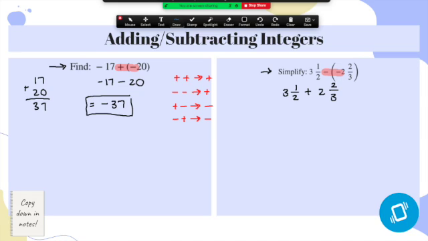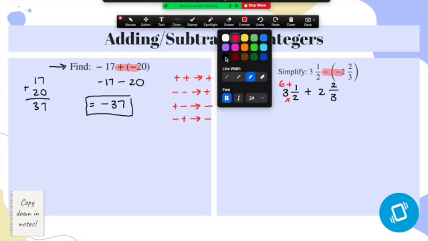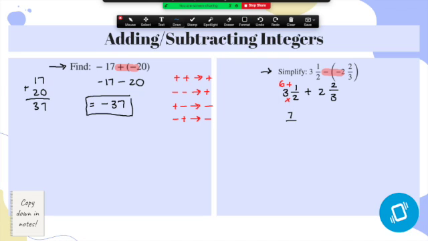From there, I want to change my fractions into an improper fraction. So I'm going to multiply 3 times 2, that equals 6, plus 1, that would equal 7, and the denominator stays the same. On this side we have 3 times 2, that equals 6, plus 2, that equals 8. So we get on top 8, and the denominator still stays the same.